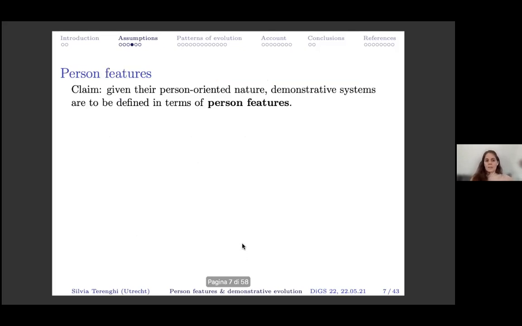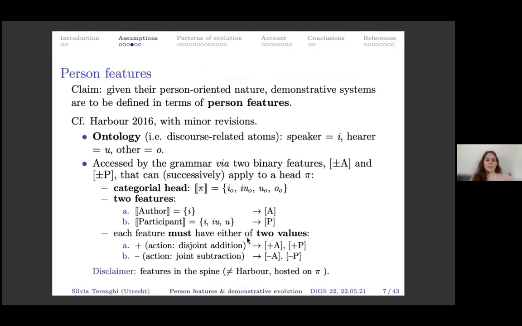Okay, my second assumption, given the person-oriented nature of demonstrative systems: I believe that these are to be defined in terms of person features and not of locative features. And specifically, the person feature system I assume is the one put forward by Harbour in 2016 with some minor revisions. So basically, we have the person ontology, so what is talked about, that is made up of the discourse-related atoms. So we have the speaker, I, the hearer, you, and the others, O.